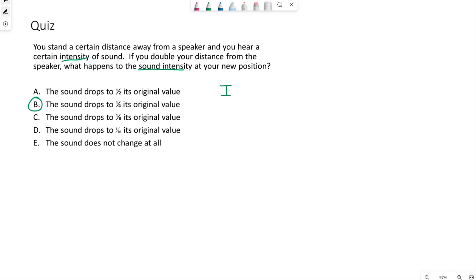For a speaker, we are assuming that this power, the sound waves are emitted three-dimensionally. So the intensity of our speaker would be the power over 4 pi r squared. Here, we're doubling our distance. So it's the same speaker, same power. We're just doubling this distance. We're twice as far away.